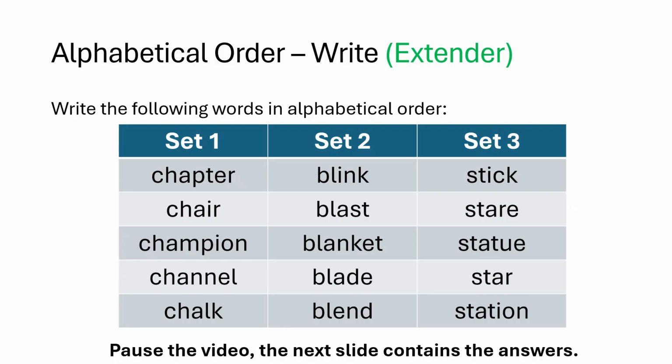Here is an extender for anyone who would like a challenge. You will need to look at subsequent letters to work out the order alphabetically. Write the following words in alphabetical order. Set 1, chapter, chair, champion, channel, chalk.